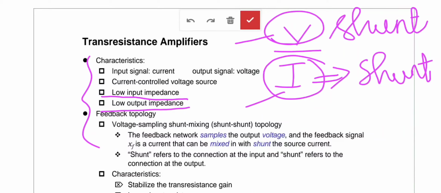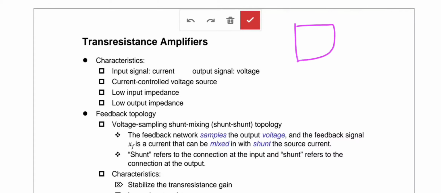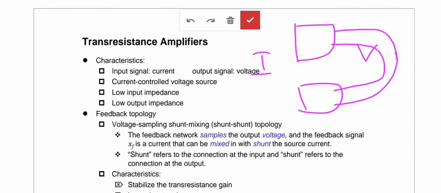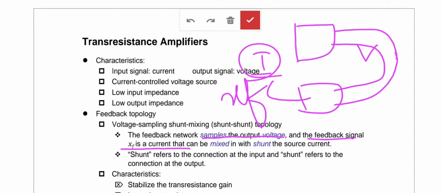Here input is current and output is voltage. So the voltage signal is sampled. The feedback network samples the output voltage, and the feedback signal XF should be a current. XF is a current that is mixed with the shunt current source, that is, mixed with the parallel current source. So shunt at the input and shunt at the output is given in this particular topology. What are the characteristics? Same as we told before, it stabilizes the trans resistance gain, with lower input resistance and lower output resistance. Next we will see the basic structure of this particular topology, that is shunt topology.